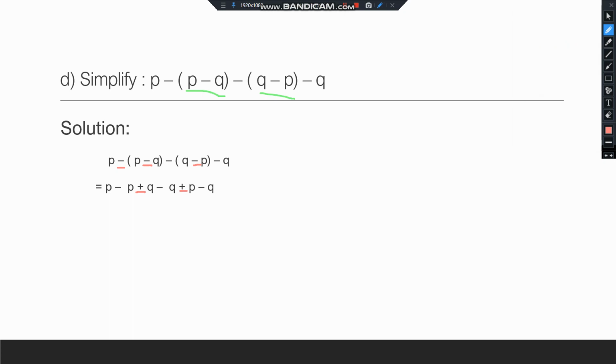So here p and minus p will get cancelled. Same way q and minus q will get cancelled. So finally we are left with plus p and minus q. So the next step will get only p and minus q left, and that becomes the answer.